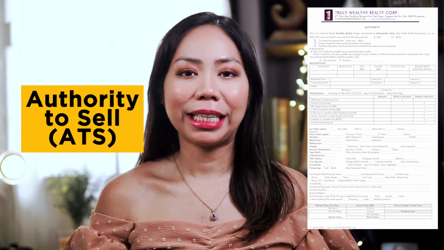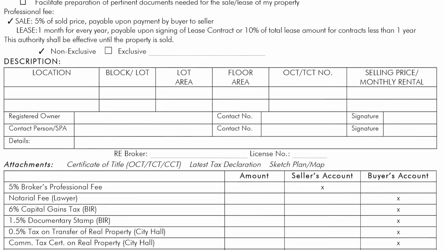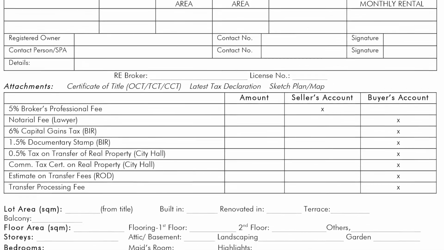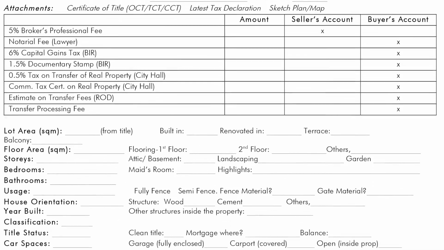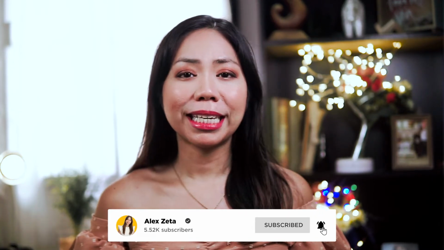Authority to sell, or ATS. It is a written approval by an owner or seller for his or her property to be marketed and listed by a specific brokerage. It is a requirement by PRC to brokers before they can market a private listing. So it contains the property details, selling price, and scope of work of the broker. I have a full vlog explaining what an ATS is and why it's important. I'll put a card up here so you can check that out.